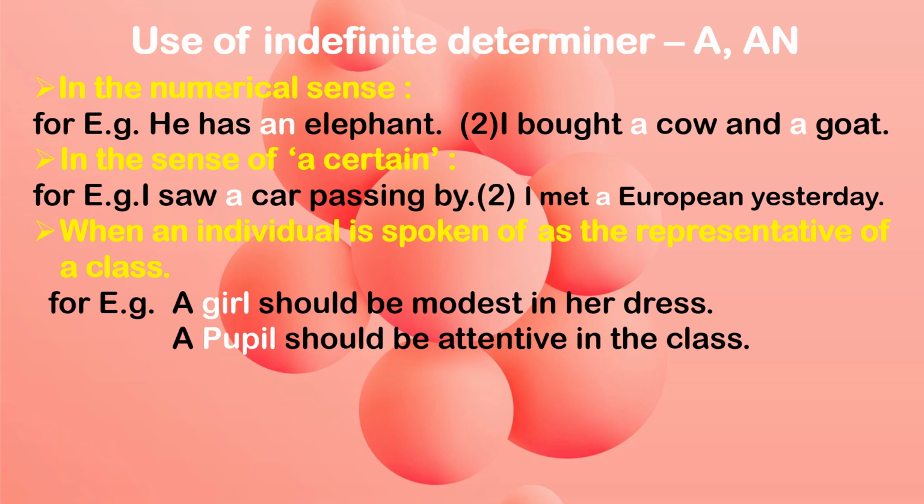A pupil means a student. A pupil should be attentive in the class. So we are not talking about one child. We are talking about the class. We are talking about all the students.